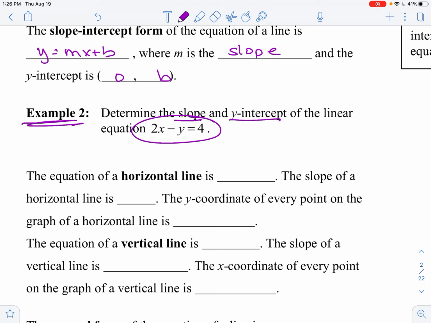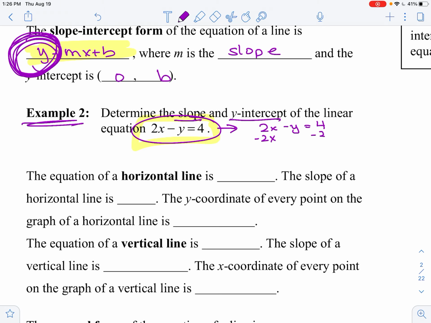And let's go ahead and use this to determine the slope and the y-intercept of this form. So I don't know it yet, but if I can put this into this form, I can find those pieces, the slope and the intercept, that will be readily available for me. So let's move this over. We've got 2x minus y equals 4. Let's get this y by itself because that's what it looks like here.